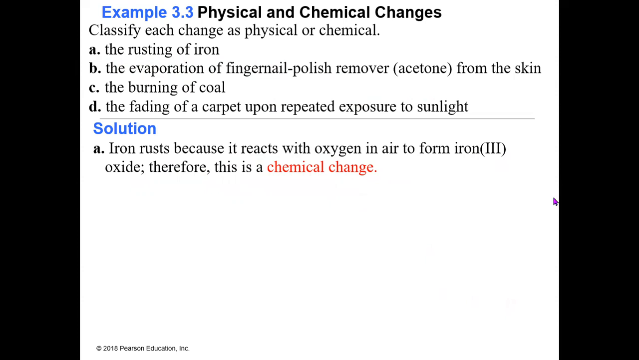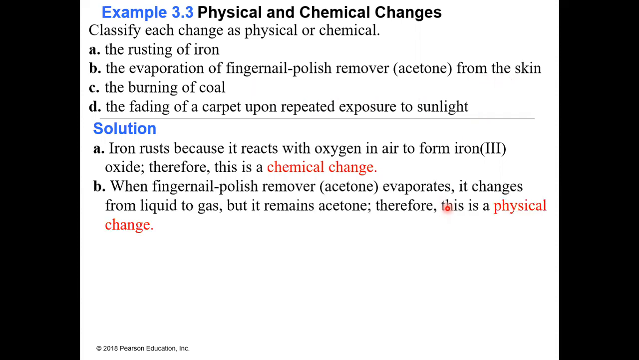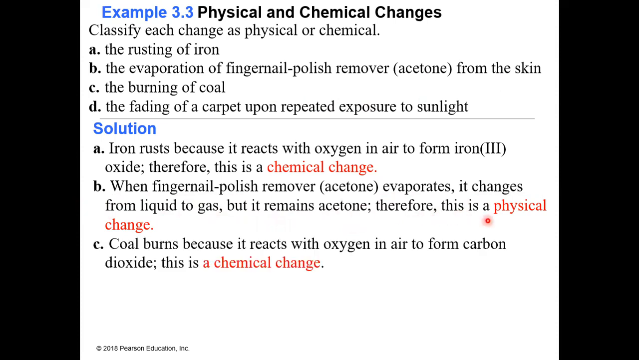B, the evaporation of fingernail polish remover, which is mainly acetone, from the skin. That will be a physical change because it's simply a state change. When fingernail polish remover evaporates, it changes from liquid to gas, but it remains as acetone. Therefore, it is a physical change.